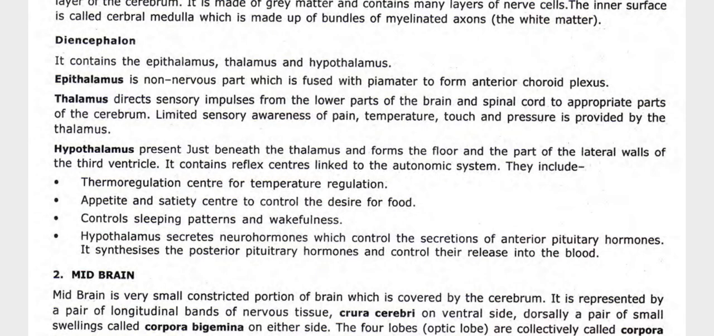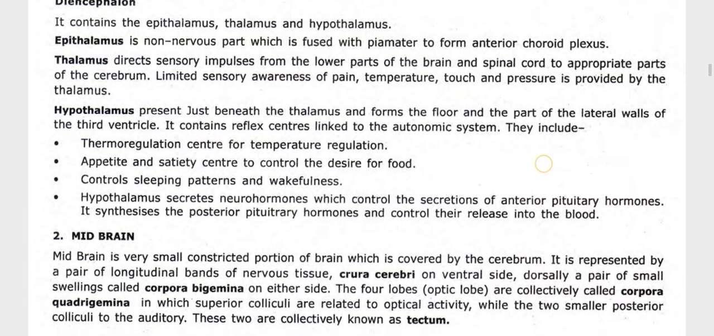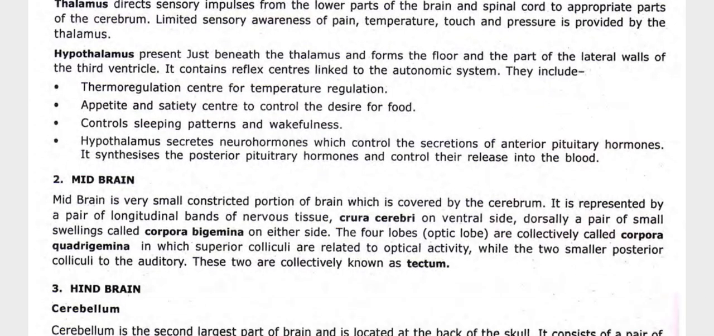Hypothalamus is present just beneath the thalamus and forms the floor and part of the lateral walls of the third ventricle. It contains reflex centers linked to the autonomic system. They include the thermoregulation center for temperature regulation, the appetite and satiety center to control the desire for food, and centers that control sleeping patterns and wakefulness. The hypothalamus secretes neurohormones which control the secretions of anterior pituitary hormones. It synthesizes the posterior pituitary hormones and controls their release into the blood.